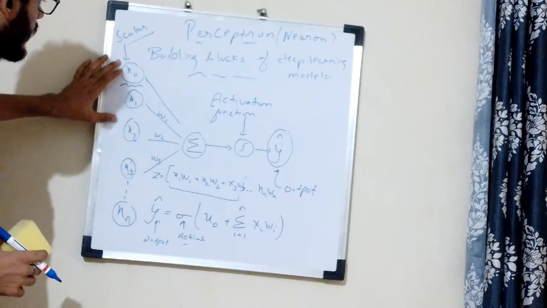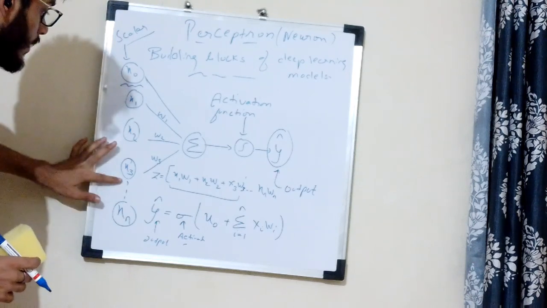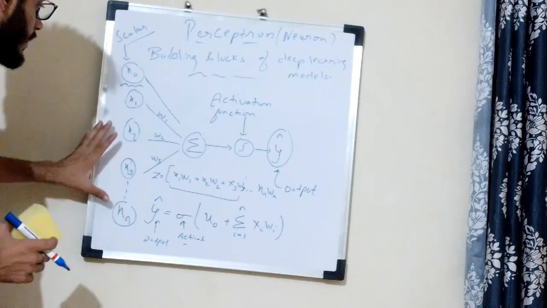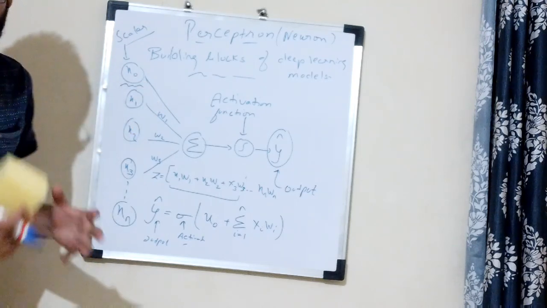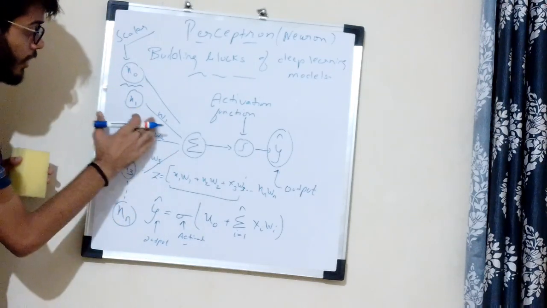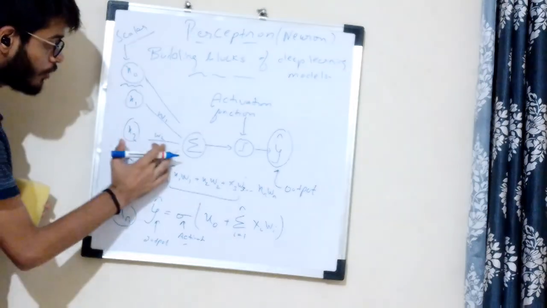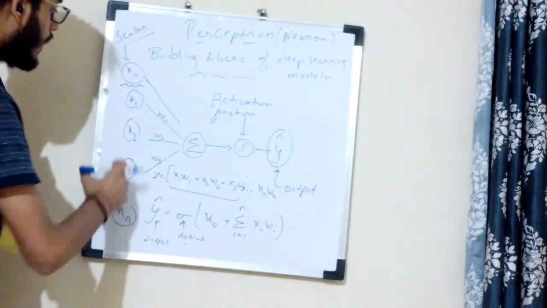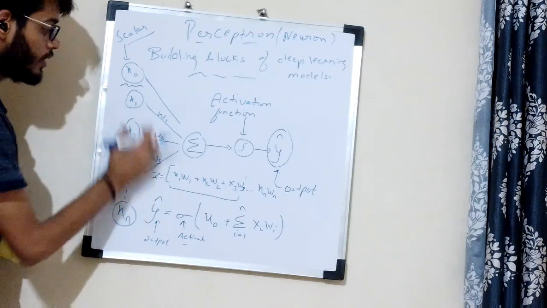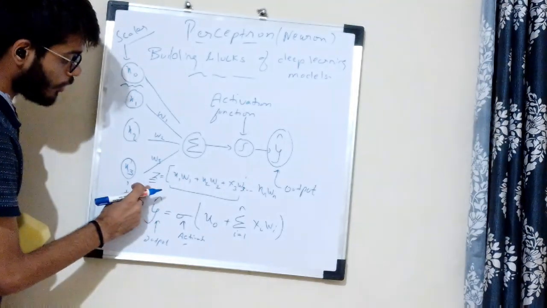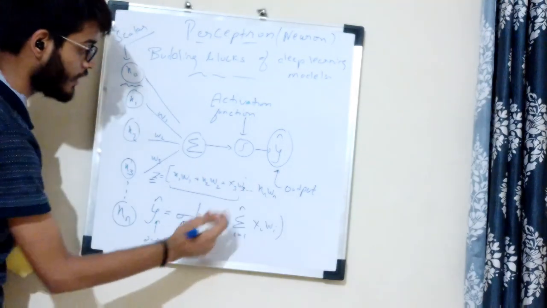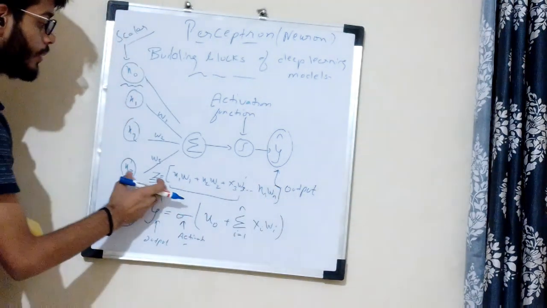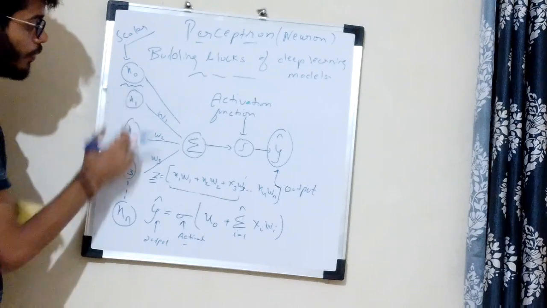These are the input features x1, x2, x3, and it can go to xn. We are multiplying each of them with some particular weight. Let's say x1 I am multiplying with w1, and x2 with w2, and so on. Then we are finding the sum of these, which I am calling z. Z equals x1 w1 plus x2 w2, and so on till xn wn.